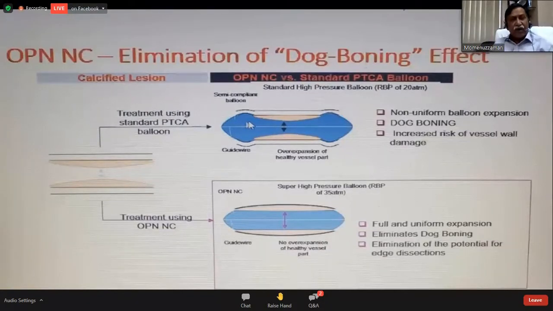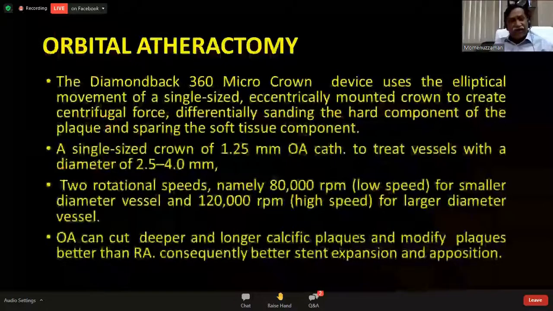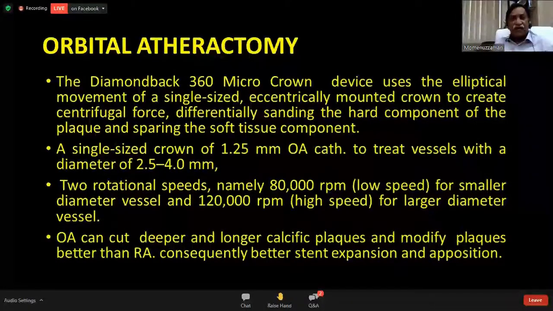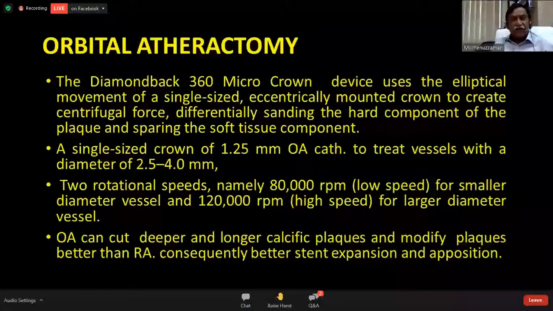Another is orbital atherectomy. This is also a single size eccentrically mounted crown using centrifugal force. Its size is 1.25. It can be used for vessels 2.5 to 4 millimeter. If it's a small vessel, then 80,000 rpm, or if it's a bigger size, then 120,000. So it can cut deeper, longer calcific plaque.